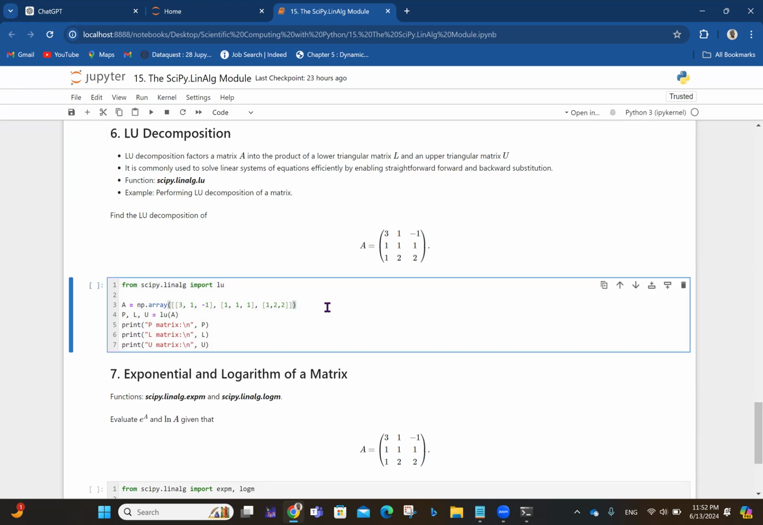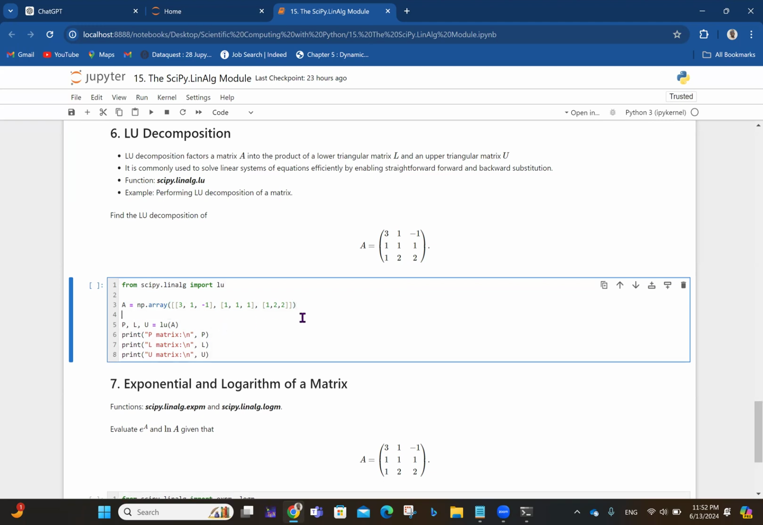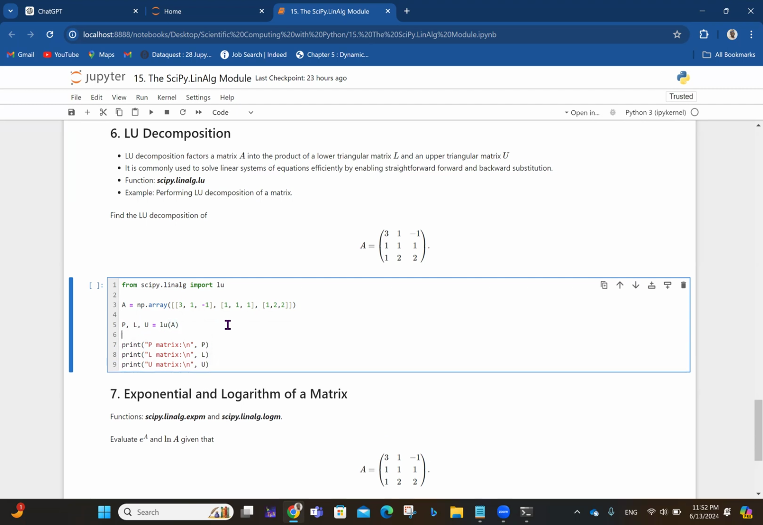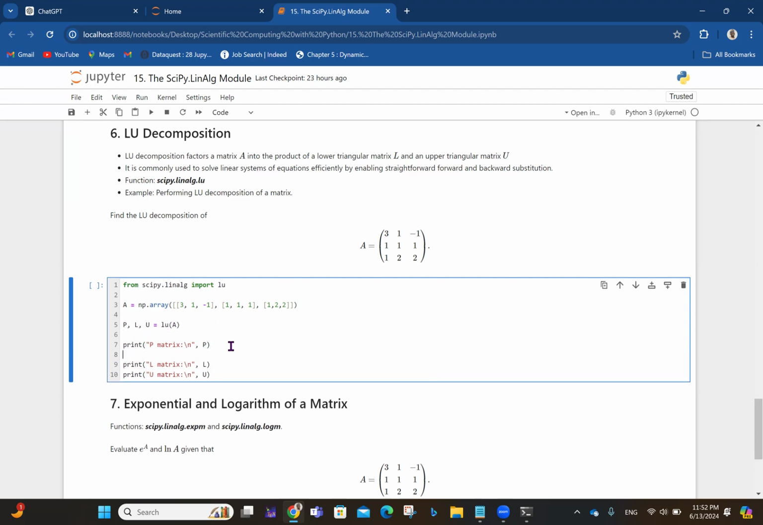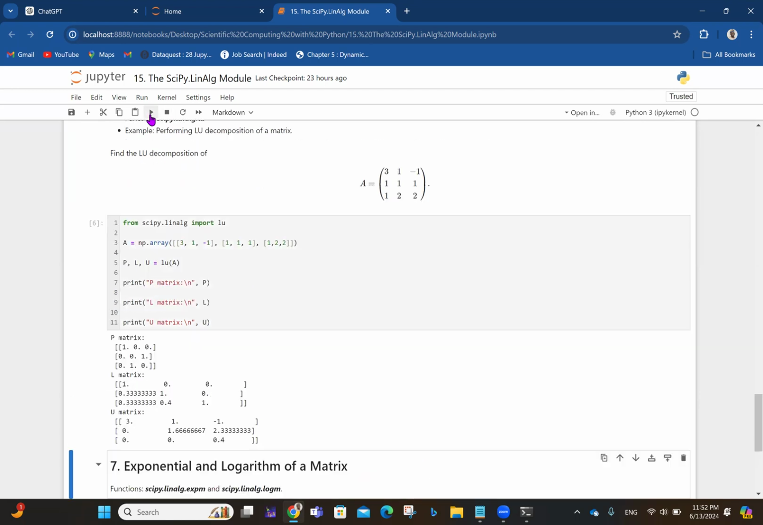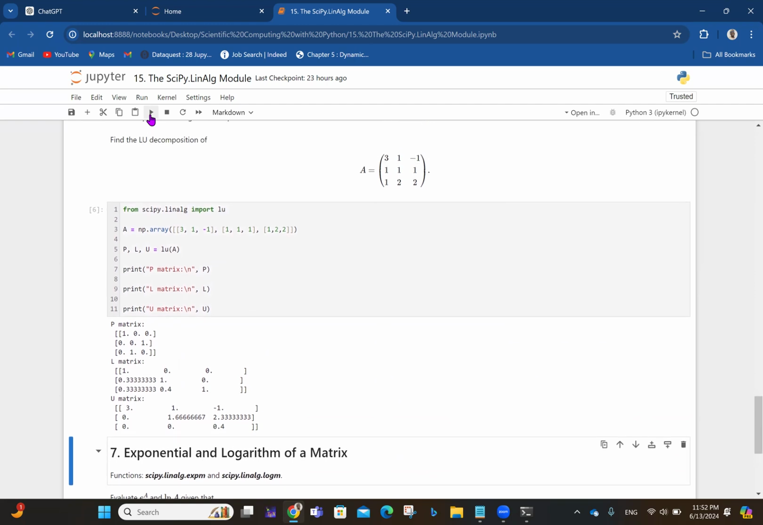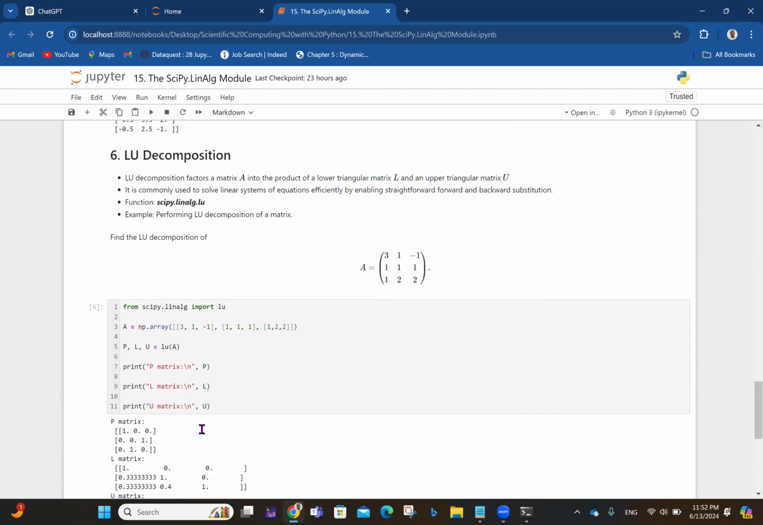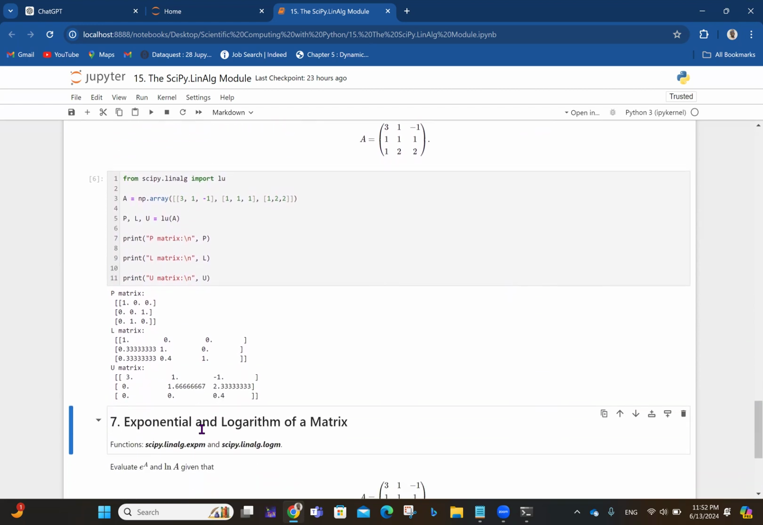Okay. So here you have the same array A, and the actual job is getting done here, lu of A, and then you're printing all of P, L, U. So we have this now. You have this P, and then you have the lower triangular matrix, and then you have the upper triangular matrix, and that's what you have for the LU decomposition.